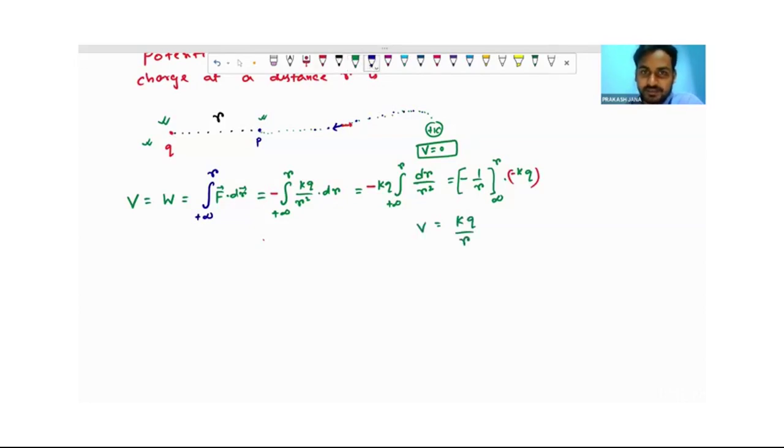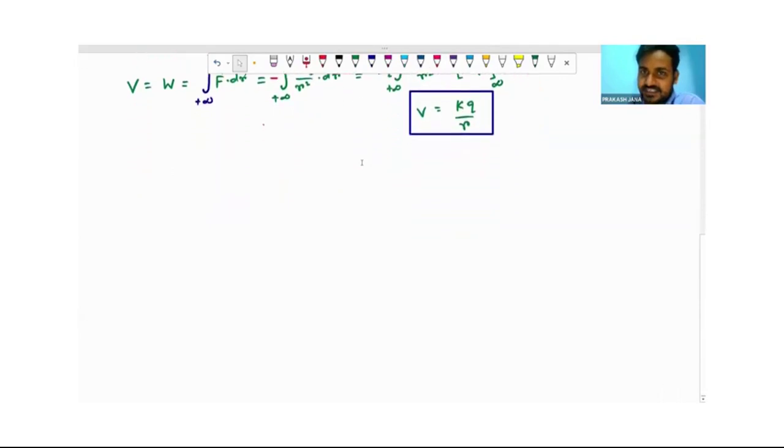So the expression for potential at a distance r from a point charge q is kq by r. Now we will apply this, that is, we will see an example.